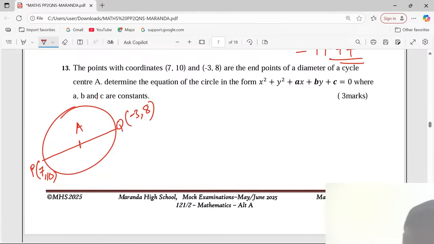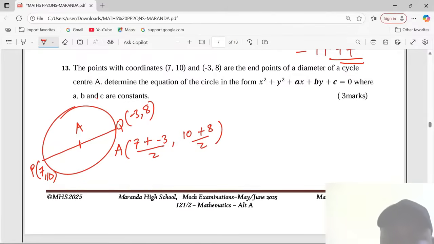How do we get the coordinate of A, which is the center? We need the first X plus the second X over 2, then the first Y plus the other Y over 2. That's how we get the midpoint, because the center is the midpoint of PQ, the ends of the diameter. So this is going to be 4 over 2, which is 2, and 18 over 2, which is 9. So the center of the circle is 2, 9.